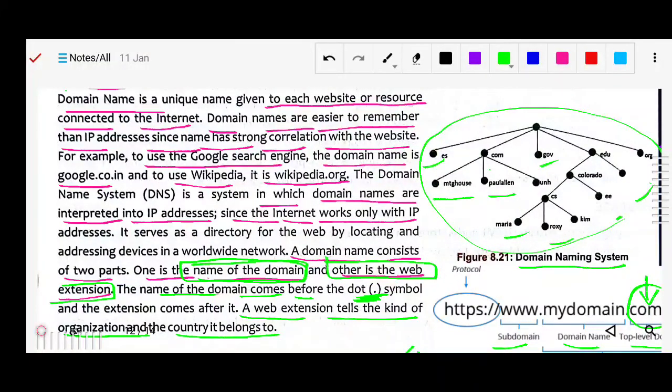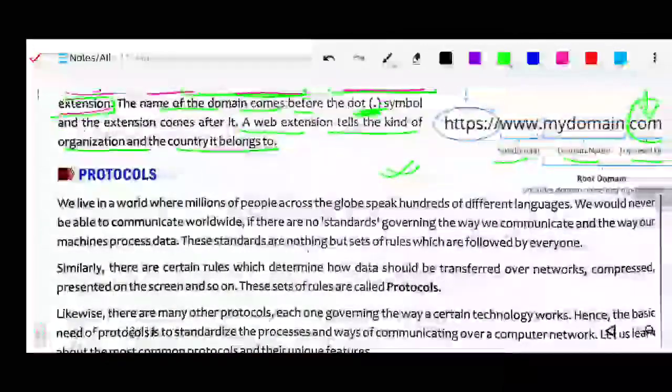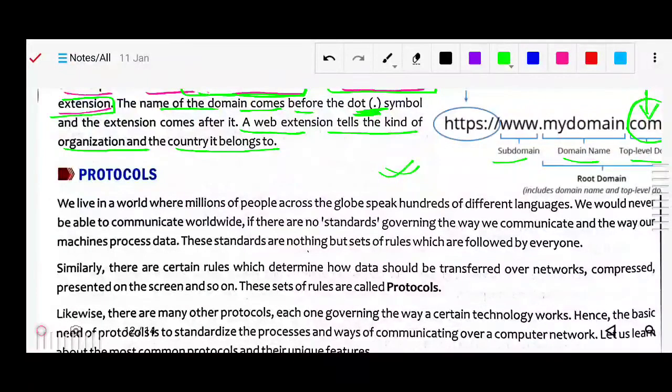Now next we have protocols. As you know, a protocol is a set of rules. For example, if we are walking on the road, we have rules like right side, left side, and when to pass through the zebra crossing. So there are a lot of rules. There are also rules for the internet and for the network. So what are the rules?